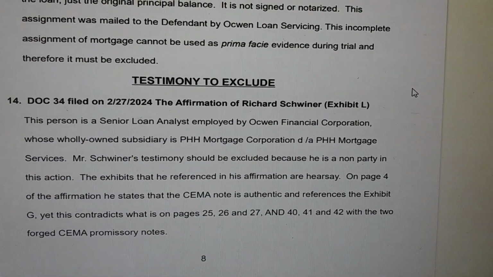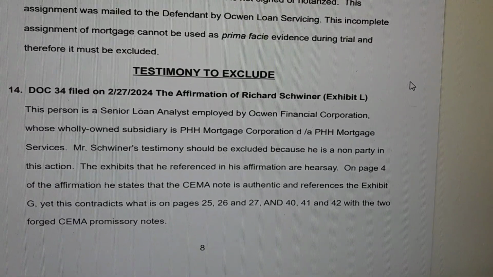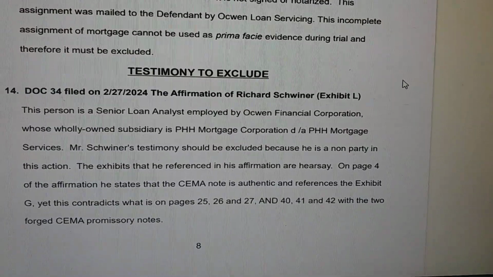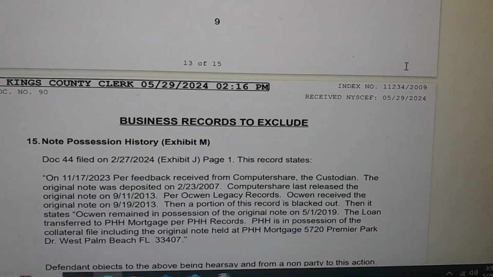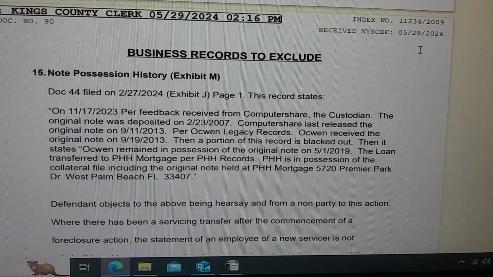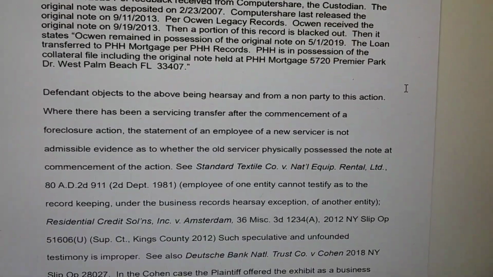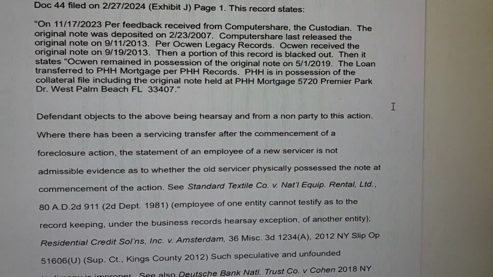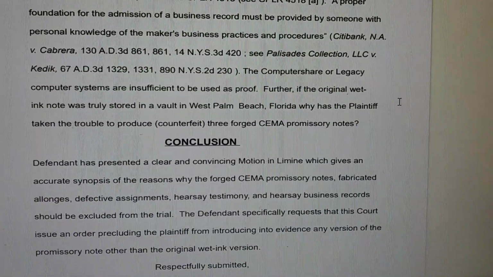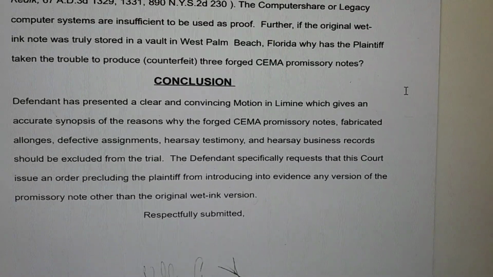Testimony from Richard Schweiner has to be excluded because he's a non-party to the case, and he has hearsay testimony. Basically we are arguing that, as you can see here. And then business records to exclude, note possession history. Again, there's nothing in here that makes sense as to why they need this. It's missing information.